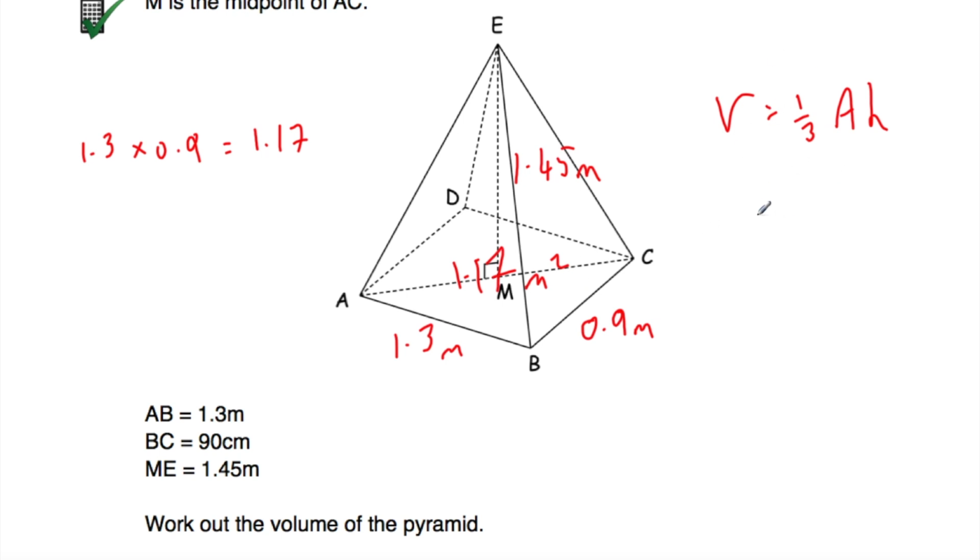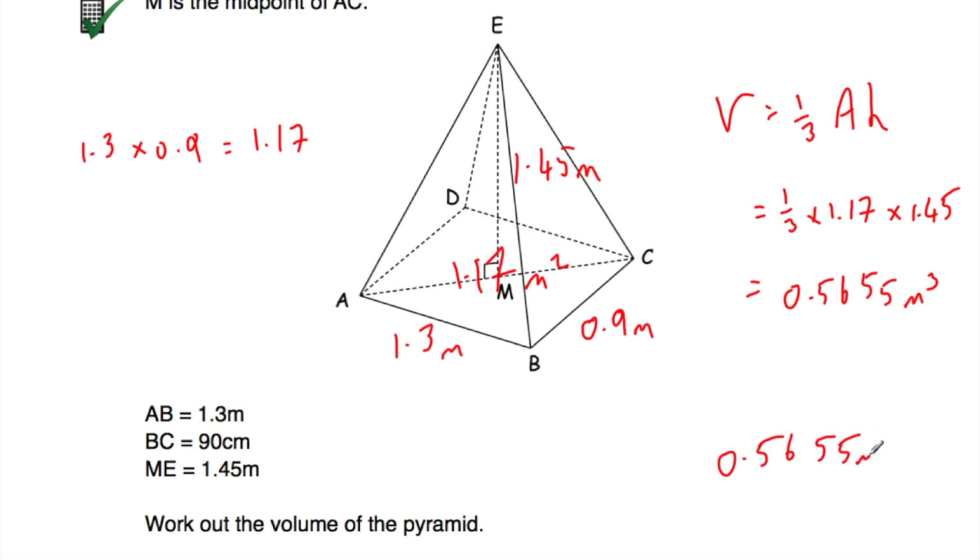So in terms of the volume, that's equal to a third times the area of the base, which is 1.17, multiplied by the height of the pyramid, which is 1.45. And then we just need to type this into the calculator. A third multiplied by 1.17 multiplied by 1.45 is equal to 0.5655 meters cubed. And that's it. That's the volume of that pyramid, 0.5655 meters cubed.